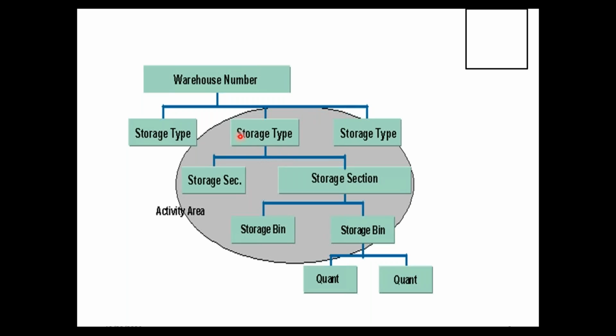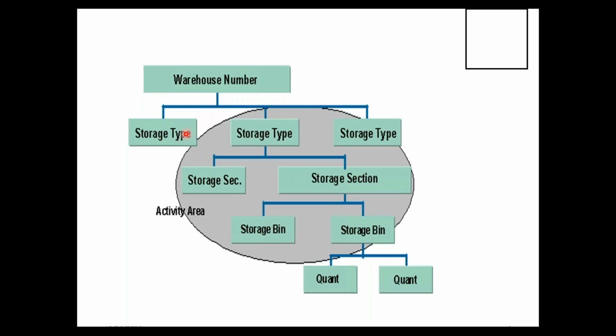So a staging area is also a storage type: inbound staging area, outbound staging area. A door is a storage type. A work center is a storage type. All of these things are defined in the warehouse using storage types, and each of these will be different from each other based on the storage type role assigned to that particular storage type.